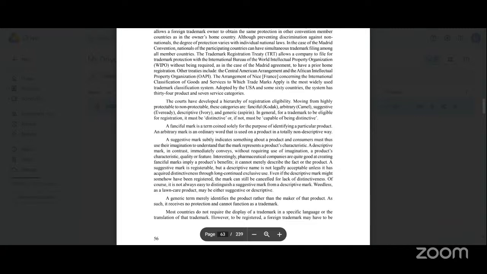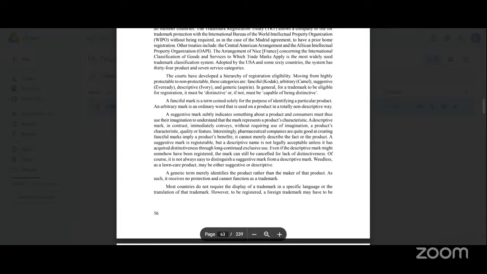Other treaties that are very popular and considered are the Arrangement of Nice, held in France, and the African Intellectual Property Organization, that is OAPI. The Arrangement of Nice established the international classification of the goods and services to which trademarks may apply. Based on that, they try to implement certain characteristics into the trademarking of certain products.